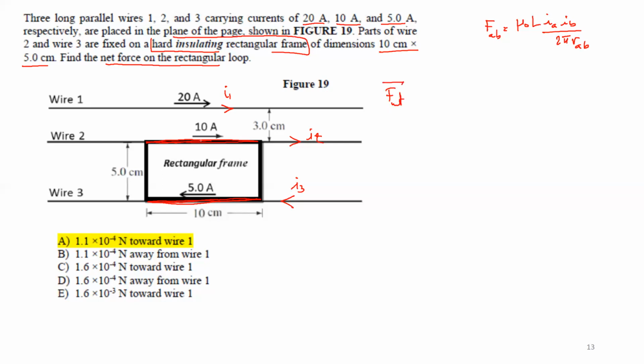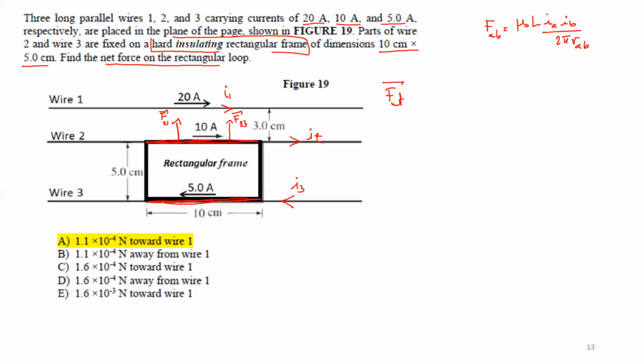So first, what's the force applied on this side of my rectangular loop? Force here, I will have what? Force on 2 by 1. Do you agree with me? Yes, it's an attractive force. It will attract it. What about 3? It will repel it. So the force here, F on 2 by 3, is a repulsive force, okay? Both of them are pointing upward.